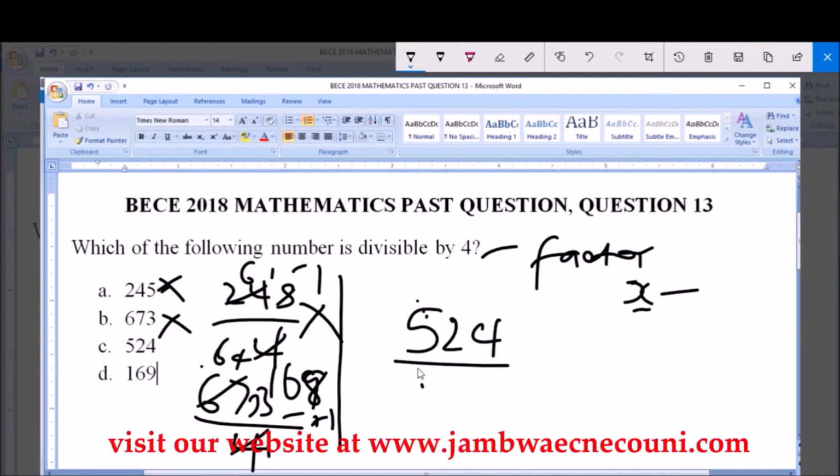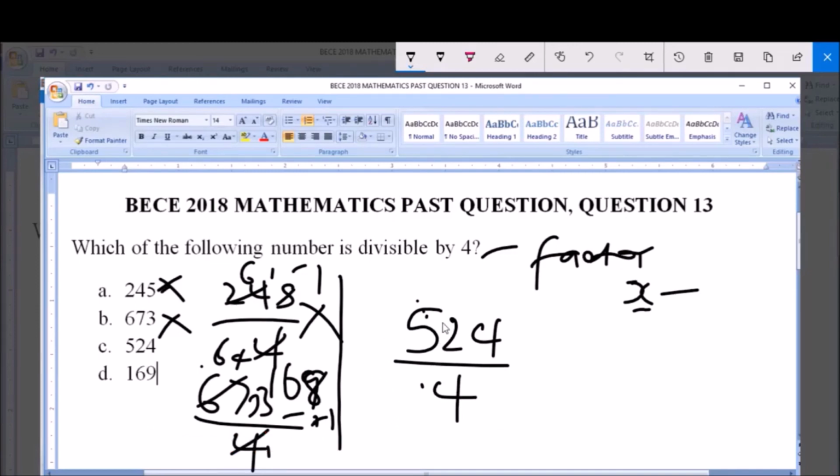524 over 4. Let's pick this 52. 4 will go into 52 thirteen times. 13 times 4 will give us 52. Now 4 will go into this 4 once. That's 131. You see, remainder 0. You have no remainder. That means 524 is divisible by 4, because you have 131. So C here is correct.